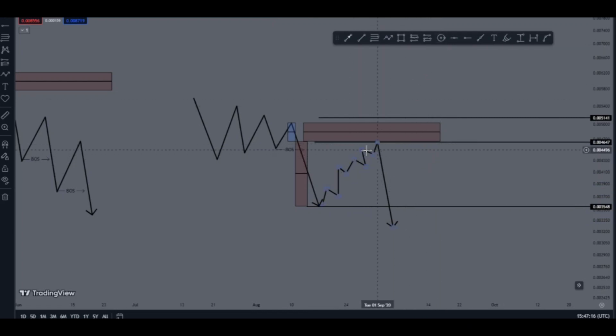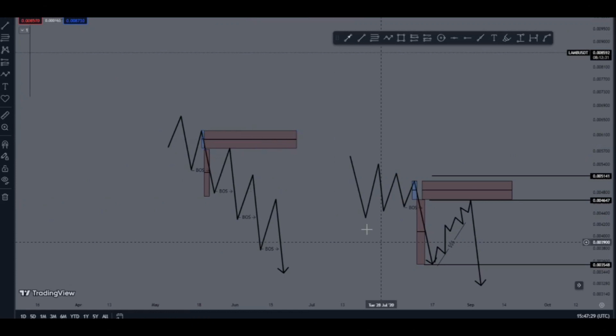It's very possible for it to reject and fall. So it can take out this liquidity. But this liquidity, I will show you how it works in the next video: how liquidity works with market structure.